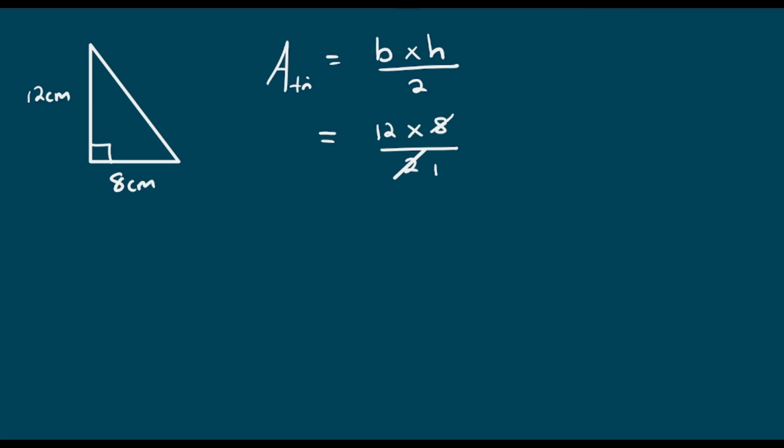8 can be divided by 2 4 times. So we are left with 12 times 4, or 48 centimeters squared.